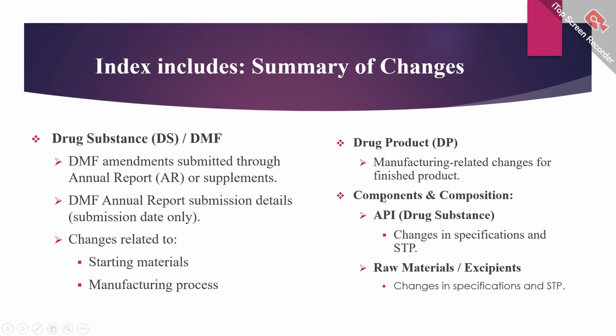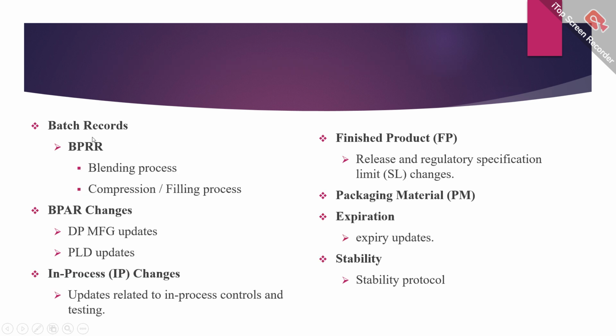And next, coming to the major one, drug product. Whatever the manufacturing changes for the finished product, we will include them. And along with that, components and composition also we will include. In that, API drug substance, changes in specifications and HTP, and also raw materials or excipients, changes in the specifications and HTP, and also next batch records, batch processing record and also batch packaging records.